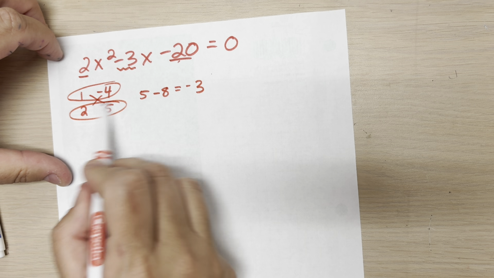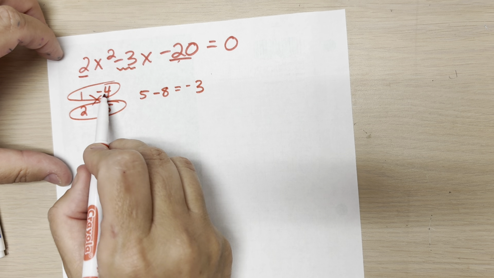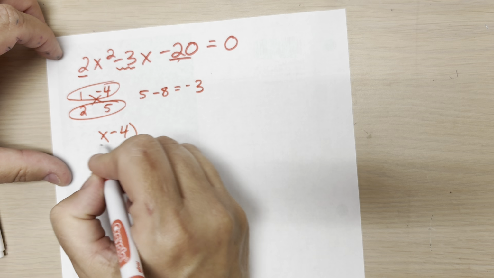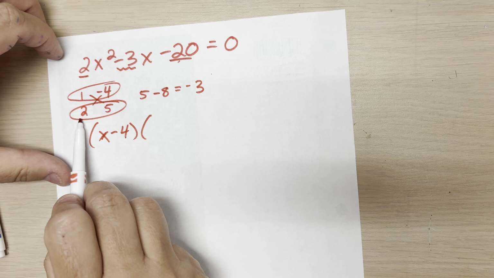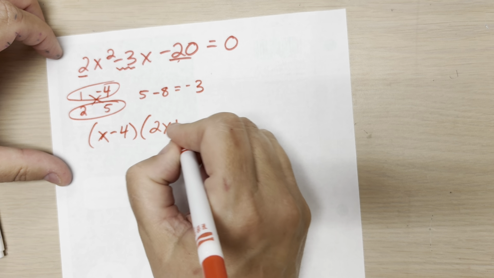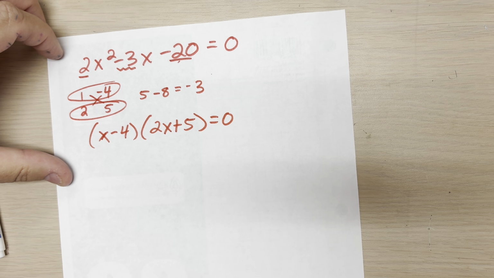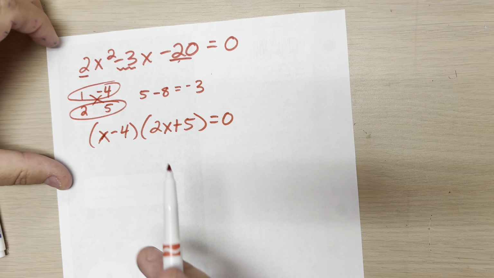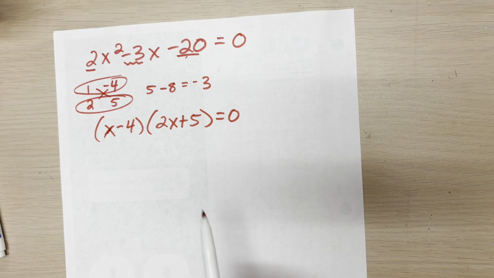We're going to use these numbers to set up our factors. So this is 1x minus 4, or just x minus 4. And then this one is 2x plus 5. All right, there we go. Now there's other ways you can do this. Grouping would probably be a way you can do it, but I like this. It's kind of quick, it's kind of easy. And if you've got a calculator, it's really easy.